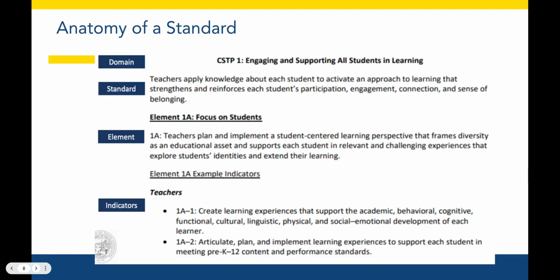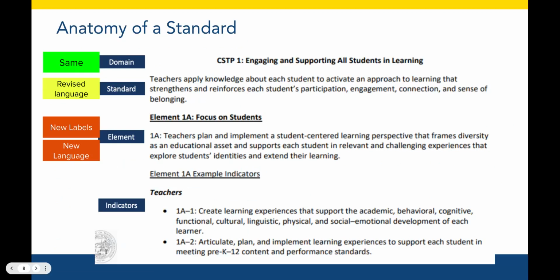So if we break down the anatomy of a standard, the domain name, number, and title, those remain the same. The descriptor for the domain has revised language. The elements themselves have both new labels and new language. And instead of having reflective questions, there are now indicators of practice for each one of the CSTP elements.